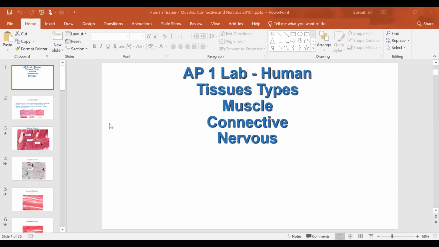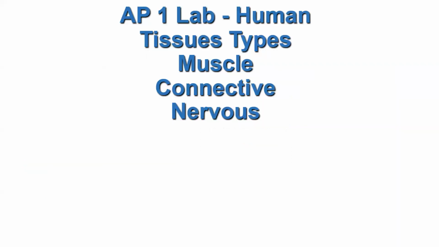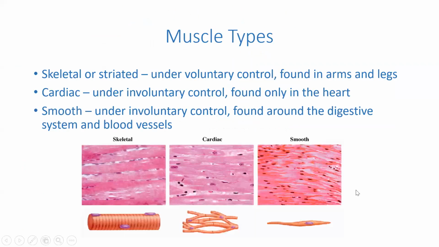Okay, we're almost done. We're on the home stretch now. These are the remaining tissue types that we see: muscles, connective tissue, and nervous tissue. There's only 3 types of muscle cells. Only one is under voluntary control, and that's the striated or skeletal muscle. That's on the arms and legs, fingers and toes, hands and feet, stuff that allows us to manipulate our environment.